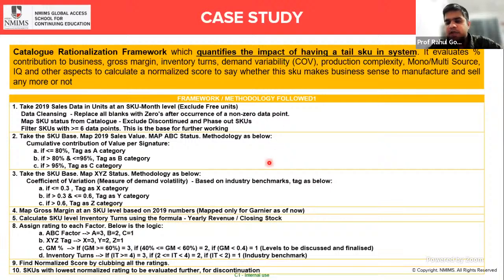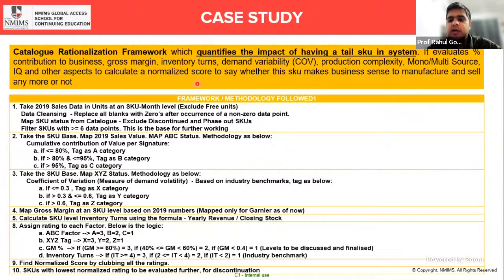Because the number of SKUs that they sell is actually too many, they want to constantly look at those SKUs which are not making sense for them to sell. This decision is based on a lot of factors. We saw it could depend on contribution to business, gross margin, inventory turns, demand variability that can lead to production complexity, and whether it comes from a mono or multi-source, which is another level of complexity. We try to quantify all of these aspects to calculate a normalized score.